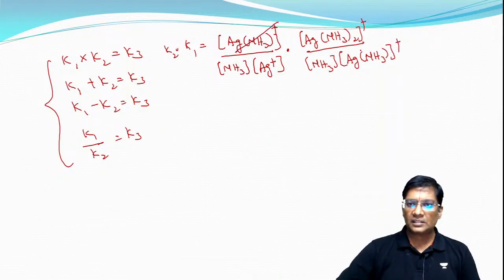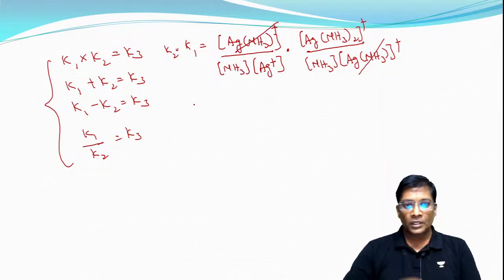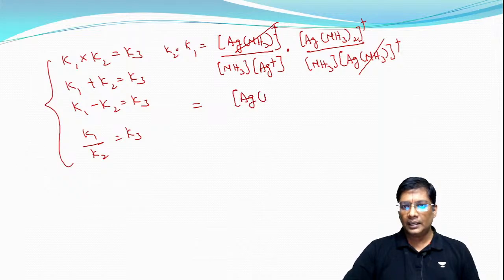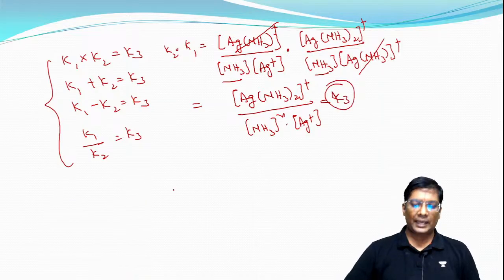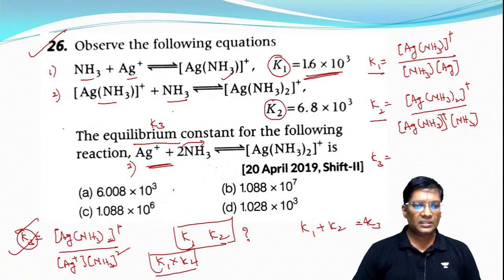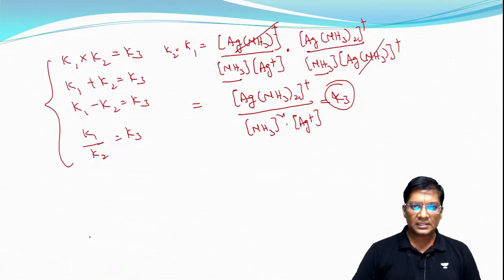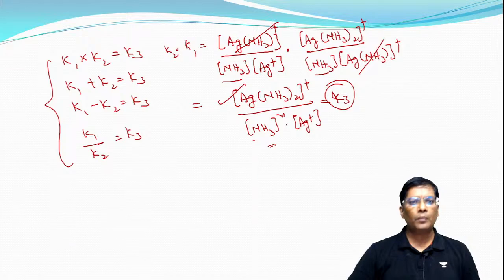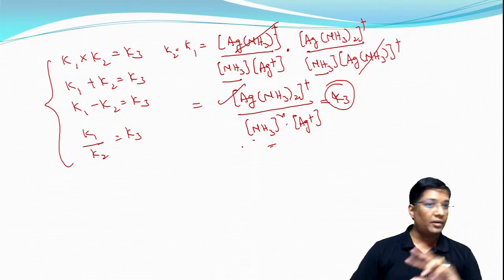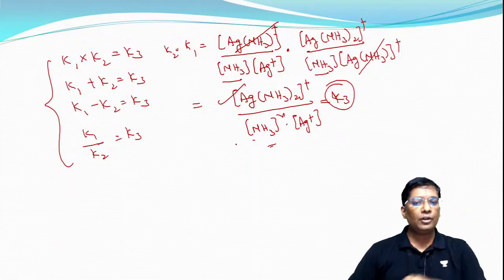Okay, this Ag(NH3)+ has been cancelled. So what will you get? You will get Ag(NH3)2+ divided by ammonia squared into the concentration of Ag+. So this is equal to K3. Am I right or not? K3 means Ag(NH3)2+ by Ag+ into ammonia squared. So it is not K1 plus K2, K1 minus K2, or K1 divided by K2. It is purely K1 into K2.